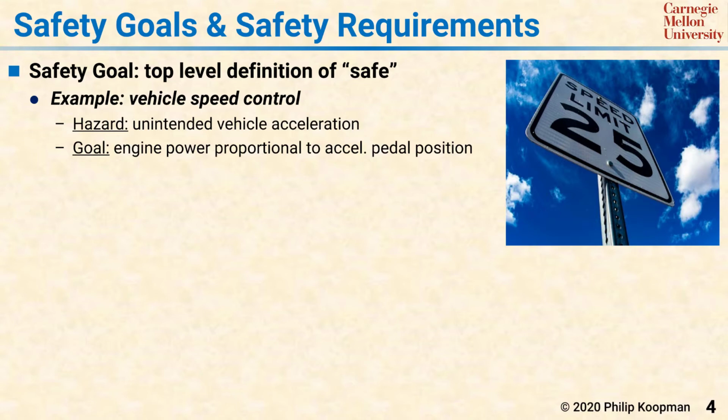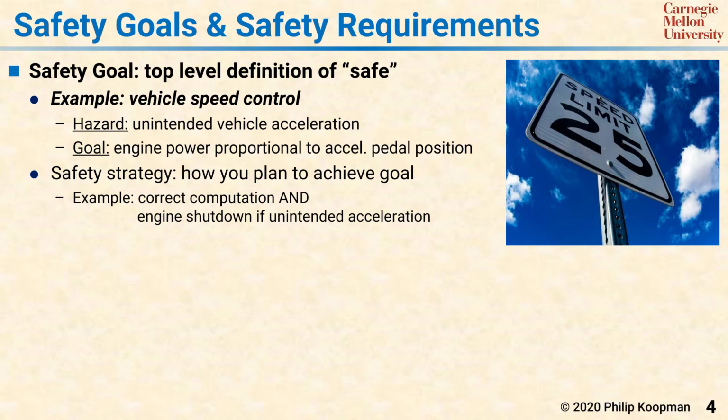Related to the safety goal is a safety strategy, which is how you plan to achieve that safety goal. For this example, you might decide to have a two-prong approach. First, you would want to make sure that the calculation of pedal position to power output is performed correctly. But because this is a high-risk situation that could result in death, you would probably also want a failsafe that would guarantee engine shutdown if unintended acceleration were caused by either a hardware or software fault in the primary engine power computation.